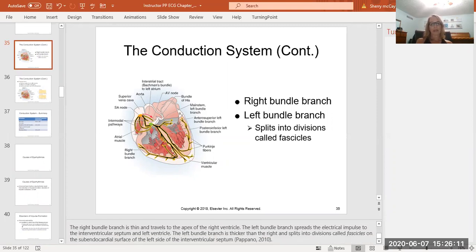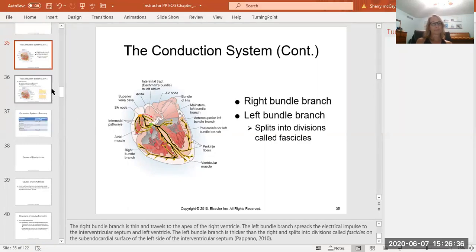Okay, so the right is thin and it travels to the apex of the right ventricle. The left bundle spreads the electrical impulse to the intraventricular septum and the left ventricle. The left bundle branch is thicker than the right. Okay, so the left is thicker than the right and splits into divisions. That's what you need to know about that.